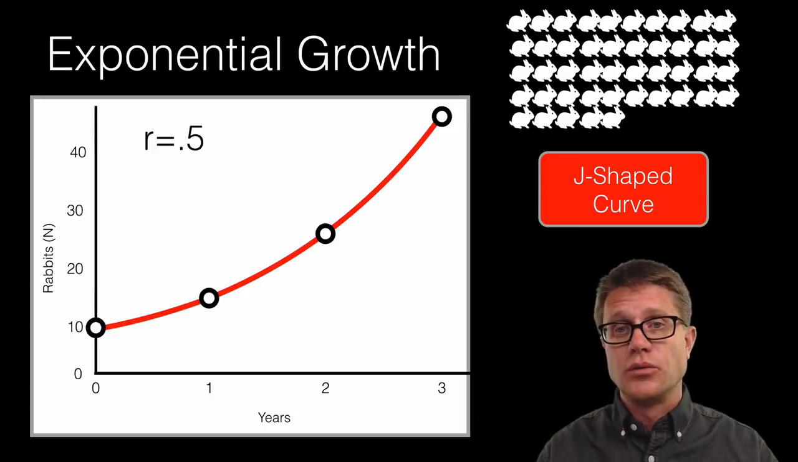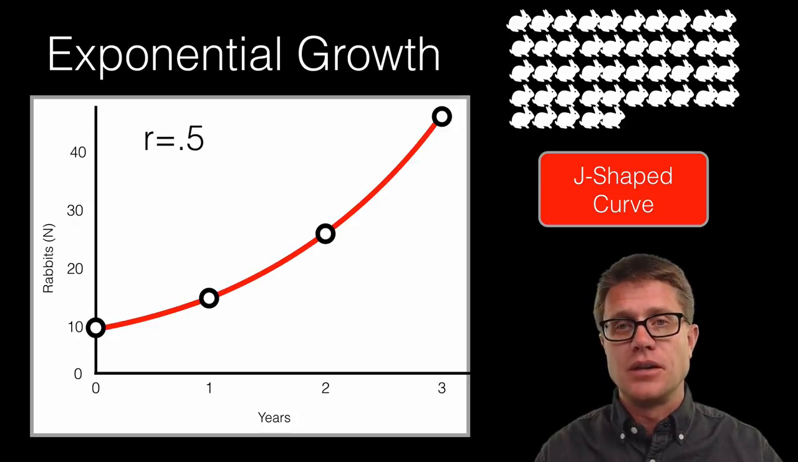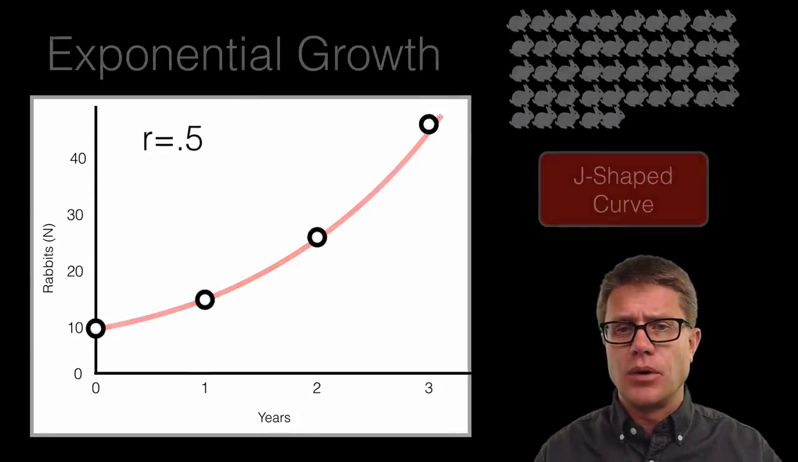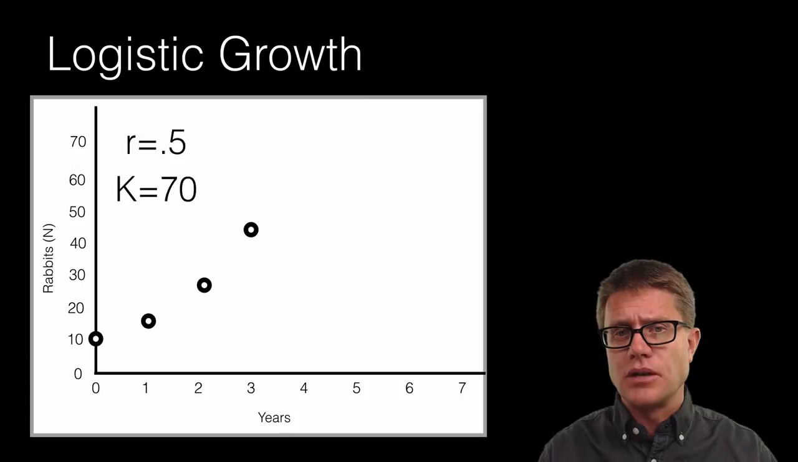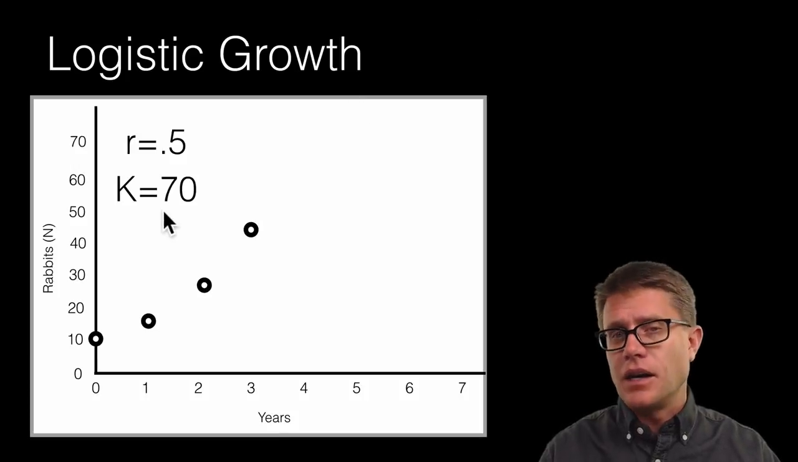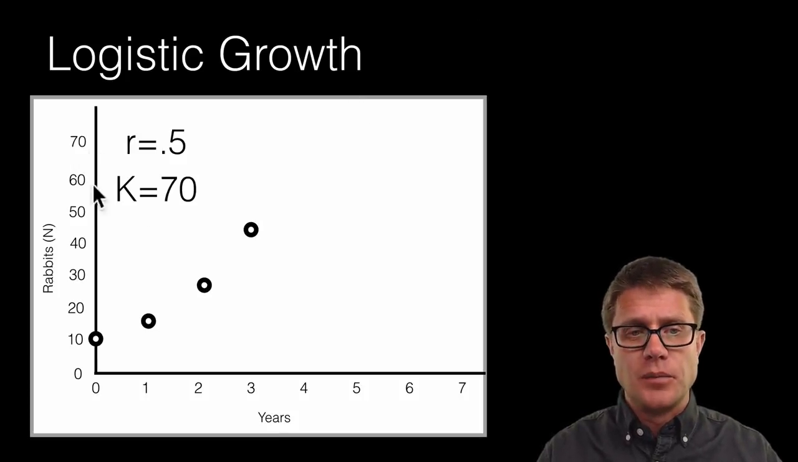The whole world would be filled with rabbits if we keep following this model. And so we know that's not what occurs. And so not only is intrinsic growth rate important, but K, that carrying capacity. So if you're given a problem like this, could you graph what's going to happen over time?